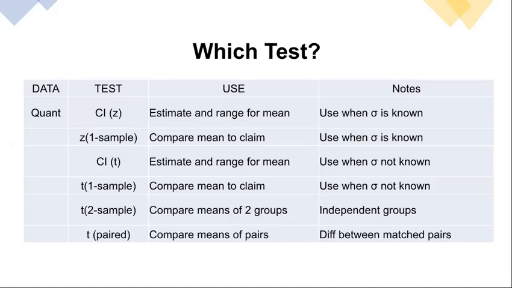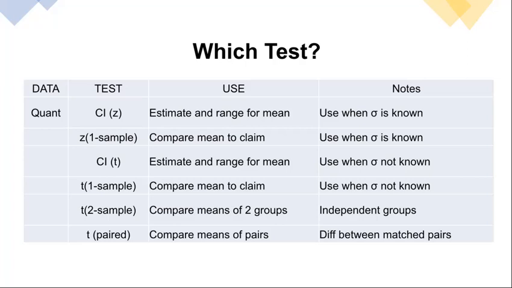So as a summary, which general statistical test should we use? Well, for quantitative data, for the confidence interval, we can use Z to estimate the range of the mean. And we use the Z-test when sigma, the standard deviation, is known. For a one-sample Z-test, we can use it to compare the mean to a claim, and we use it when sigma is known. For the confidence interval T, we can use it to estimate the range for the mean.